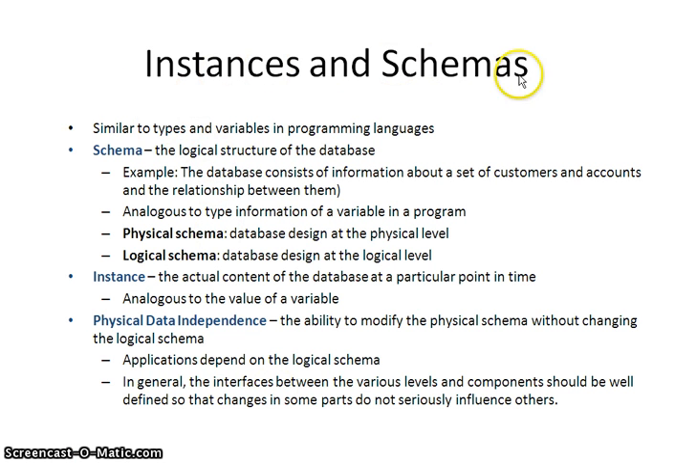Then instances and schema. Similar to types and variables in programming languages, which have variables and data types, here we also have schema. Schema is the logical structure of a database. The database consists of information about a set of customers and accounts, and the relationships among this data. Schema has two types: the physical schema and the logical schema. Database design at the physical level is known as the physical schema. Database design at the logical level is known as the logical schema.